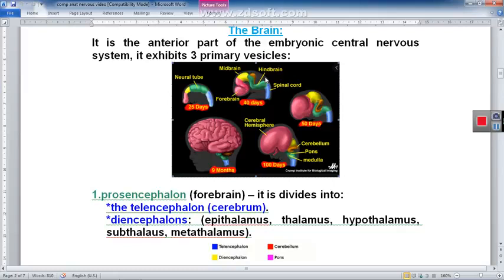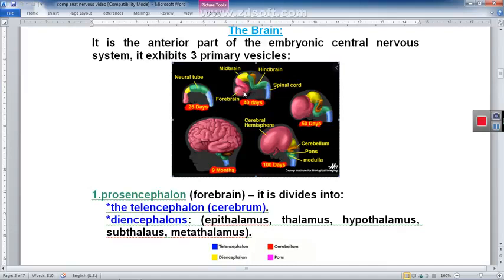These 3 brain vesicles are seen in the brain of the early embryo, and also are found in the brain of the early vertebrates. And these three brain vesicles were later on divided. The forebrain will divide into two, which are called telencephalon and diencephalon. The midbrain will remain as itself, and the hindbrain will divide into two vesicles, which are metencephalon and myelencephalon.